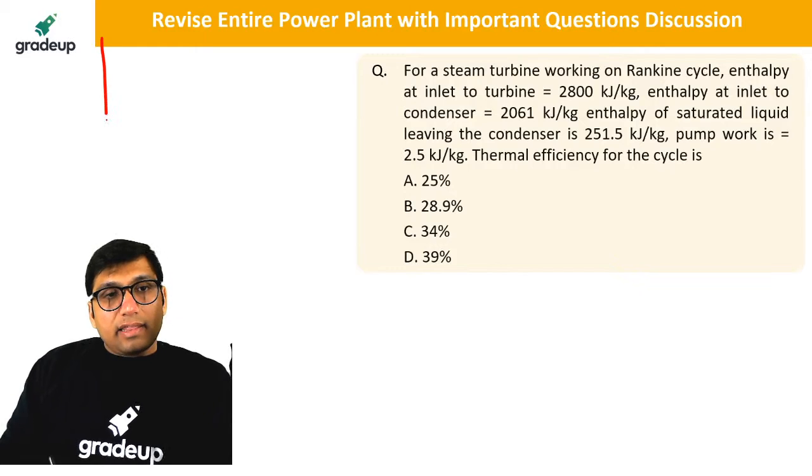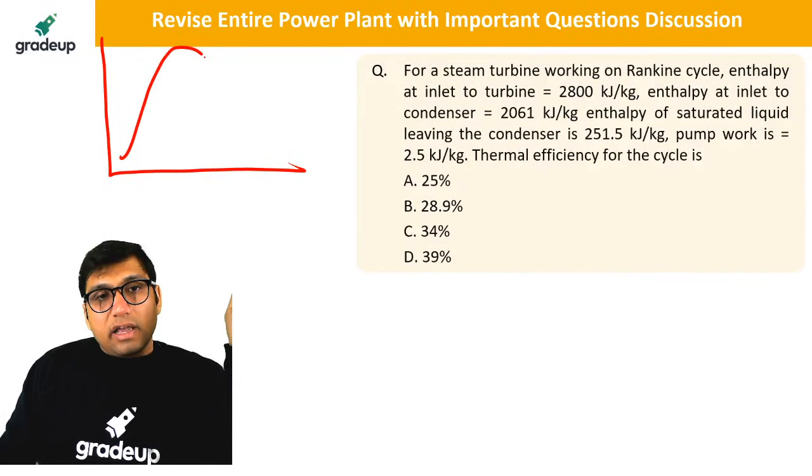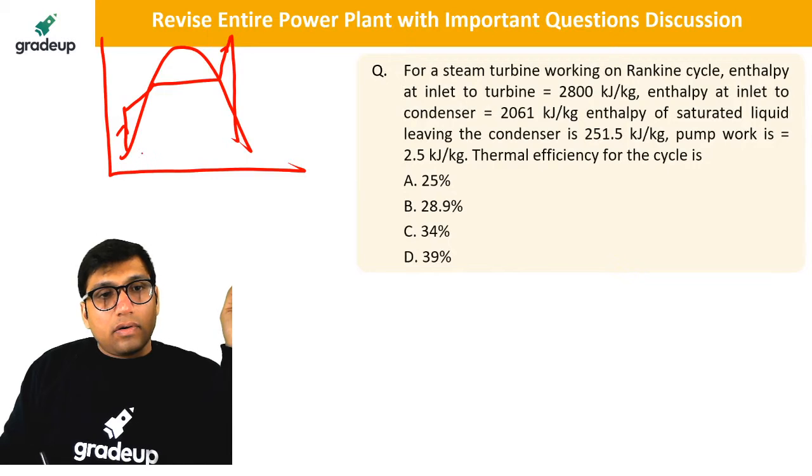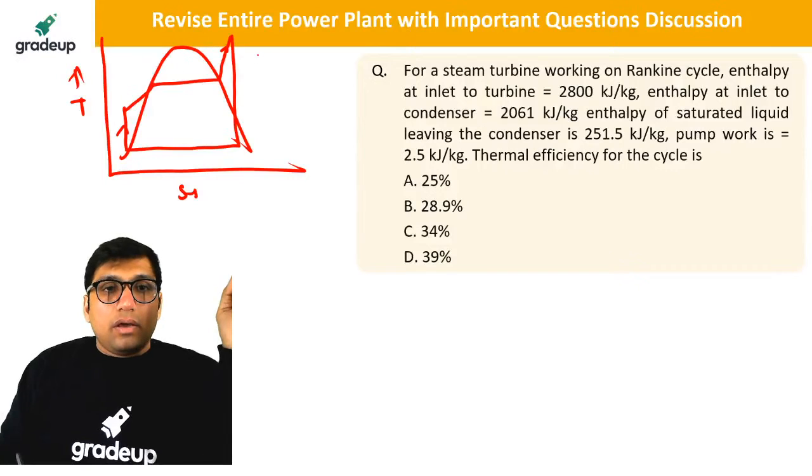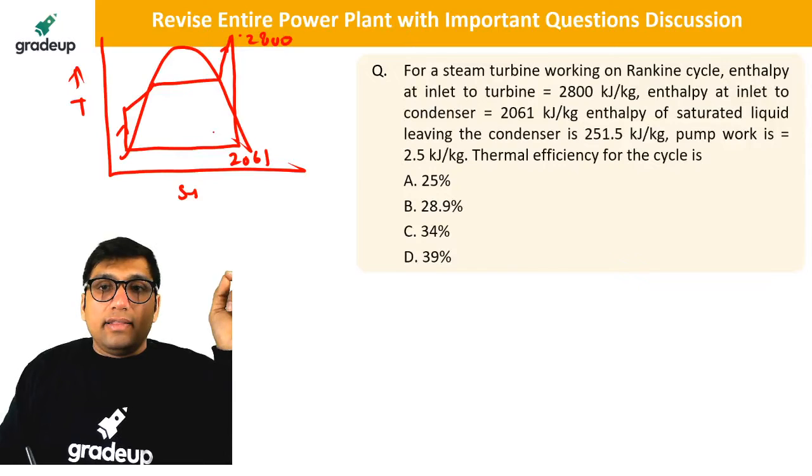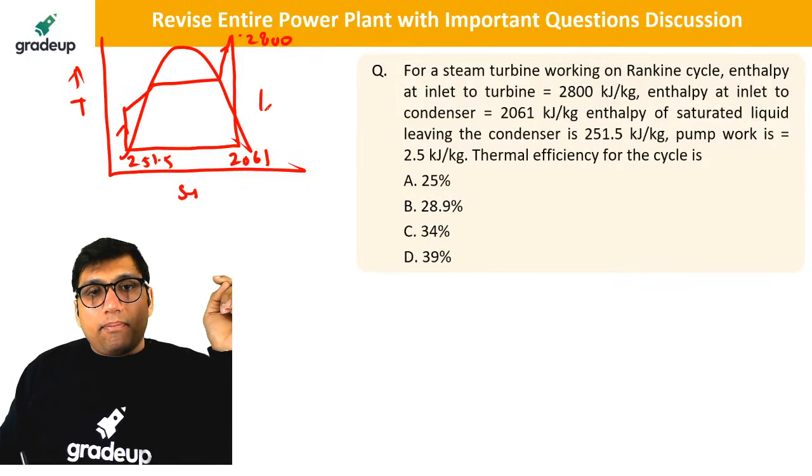They have given all the enthalpies at the particular points. If possible, you can draw the cycle on a temperature-entropy diagram. The enthalpy at the inlet to the turbine is 2800. The enthalpy at the inlet to the condenser is 2061. The enthalpy of the saturated liquid leaving the condenser is 251.5. The pump work is 2.5.